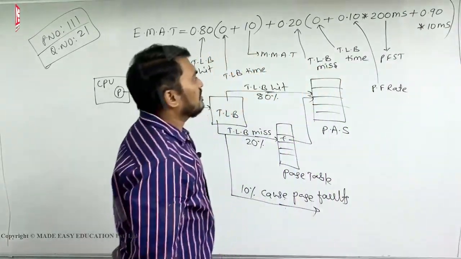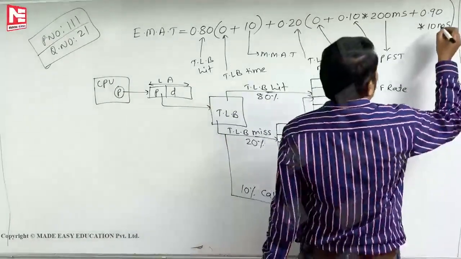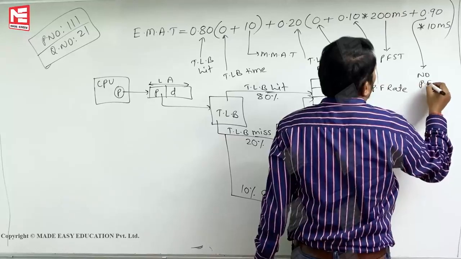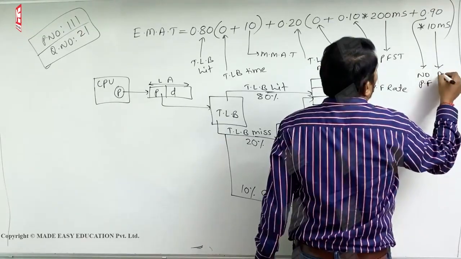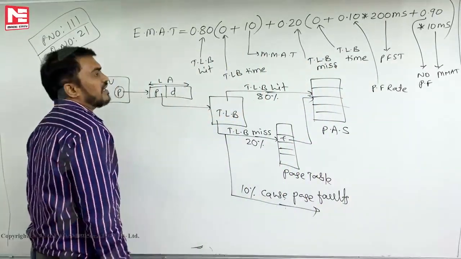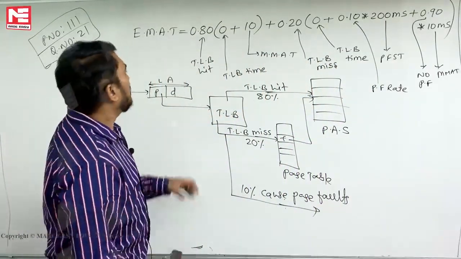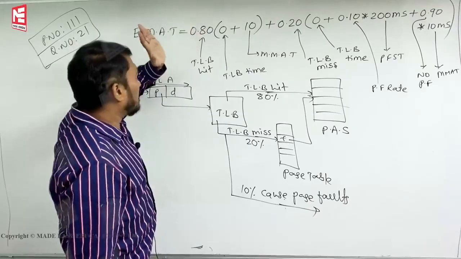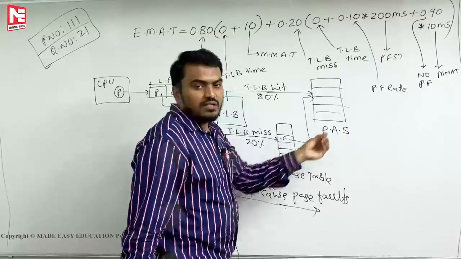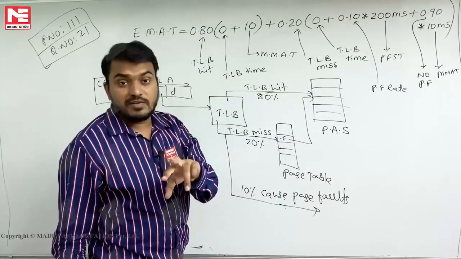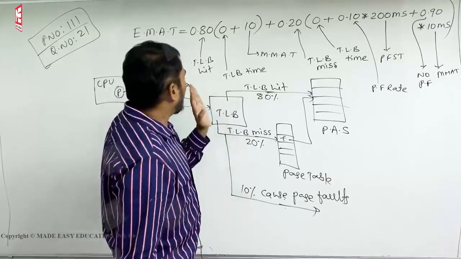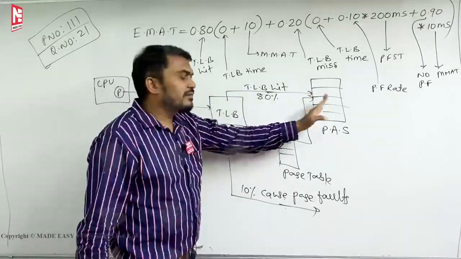So that's it. This is how you solve the problem. 90% is no page fault, and this 10 milliseconds is the main memory access time. Is that clear? Let me repeat again for whoever has doubts. 80% is a TLB hit. If the TLB hits, you access the TLB and then the actual page. TLB hit ratio is given, and TLB access time is given as negligible, so I am writing 0 here. TLB hit happened, TLB accessed, main memory accessed.